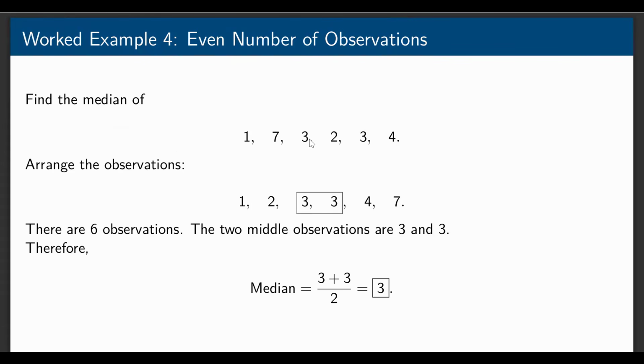Now find the median of these sets of numbers. We have 1, 2, 3, 4, 5, 6. Now these are even numbers. So to find the median, find the two numbers in the middle, which is in this case 3 and 3, and then find the average of these two. So you add 3 to 3 and divide by 2, and that still gives us 3. Therefore, the median we say is 3.